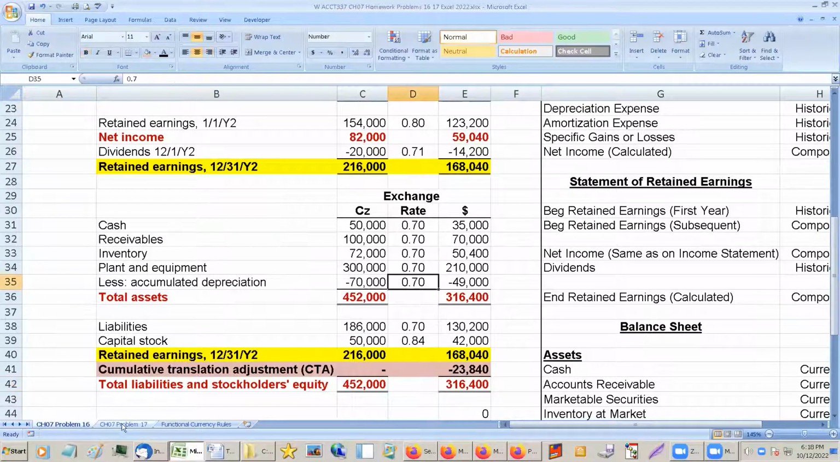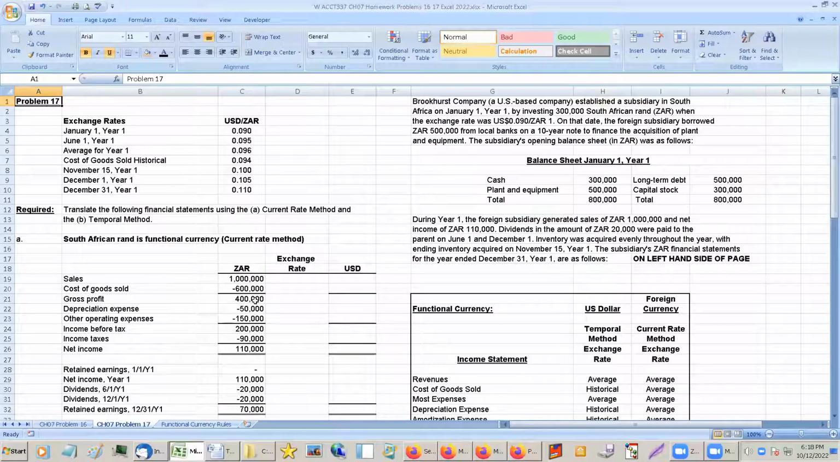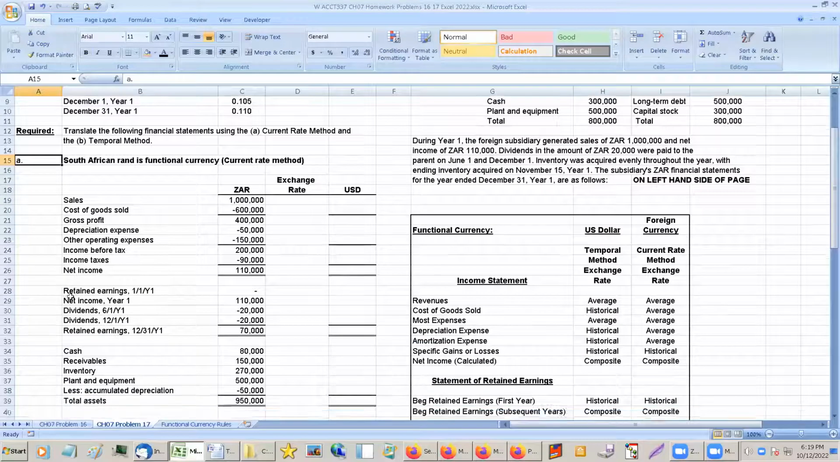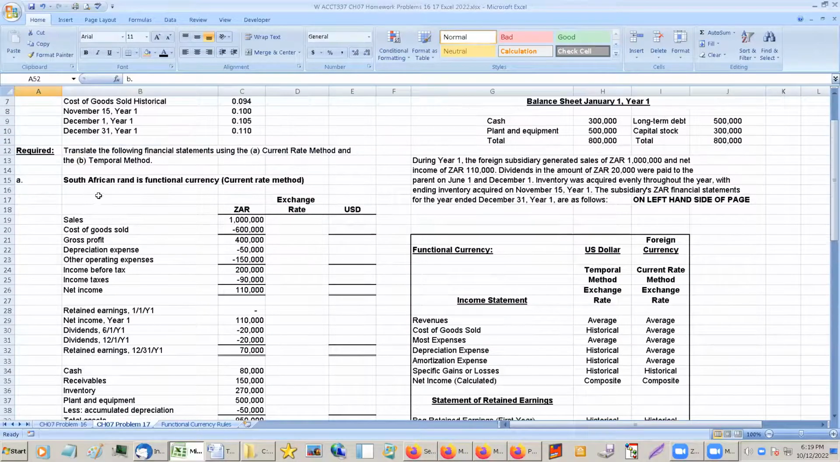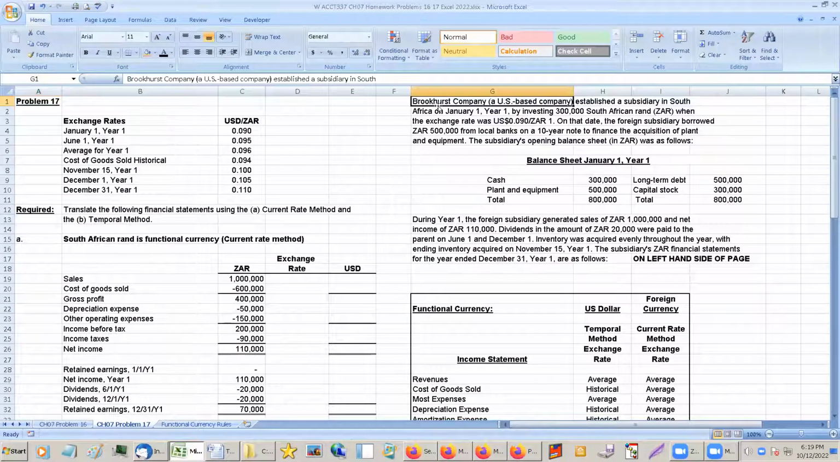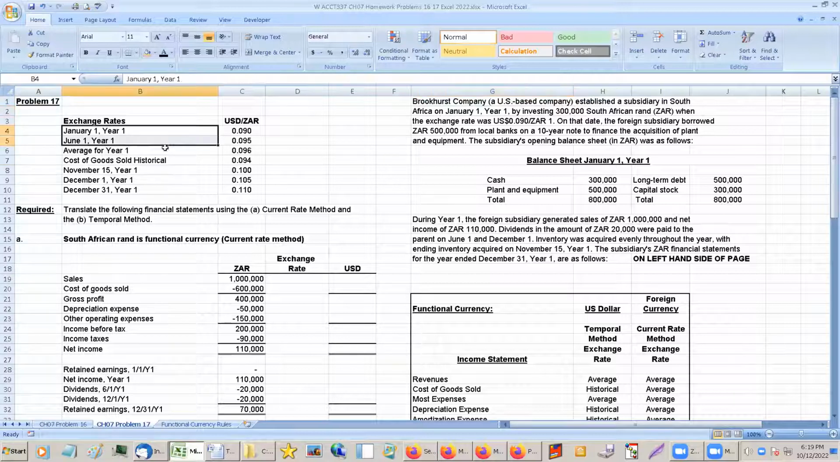All right, the second problem, and this one's going to be more like the one on the exam. It's a little bit more involved because we're going to do it both ways. We're going to do it using the current rate method, and then also the temporal method. So we're going to do both ways on this. All right, and I'm going to go through and kind of label these as we go. So this is just for one year, so that's good.